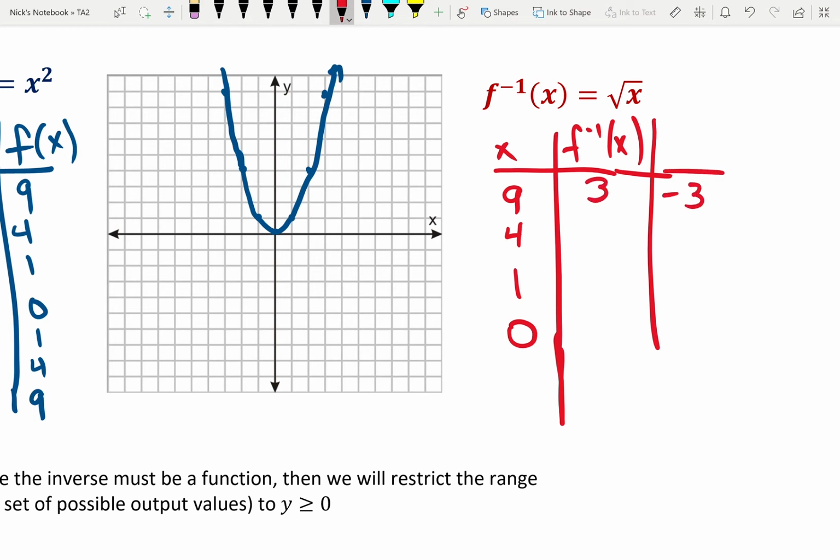And then we have 4. Well, that can be plus or minus 2. So there's two values there. Same thing here. We have plus or minus 1. The square root of 0 is just 0. There's no plus or minus 0. 0 is just 0.